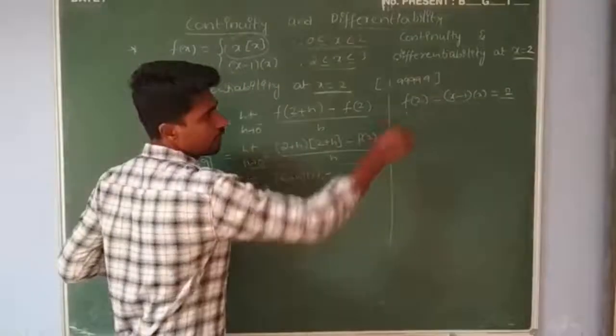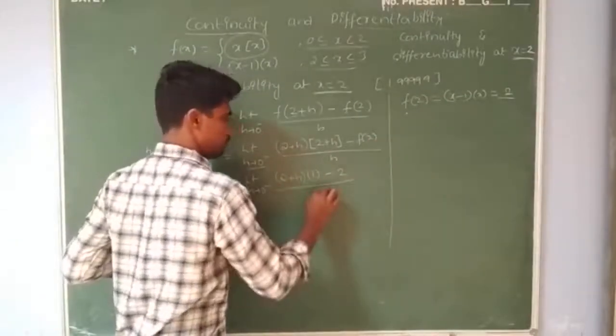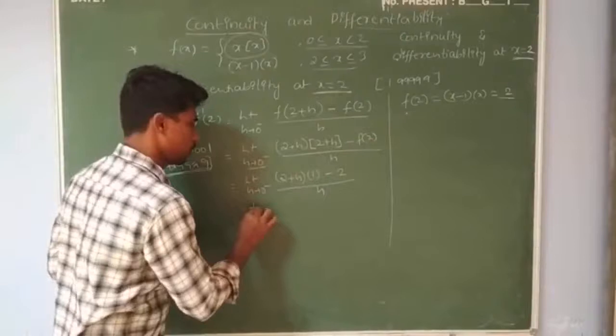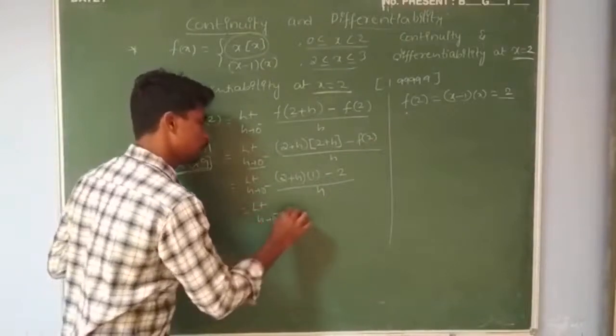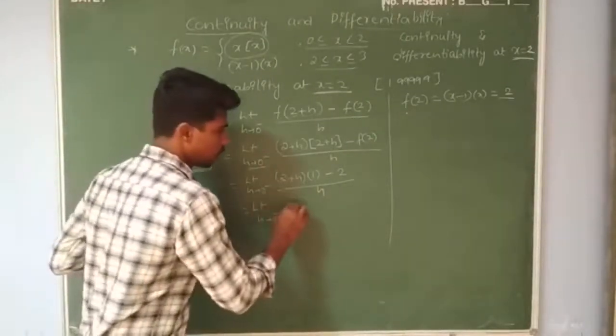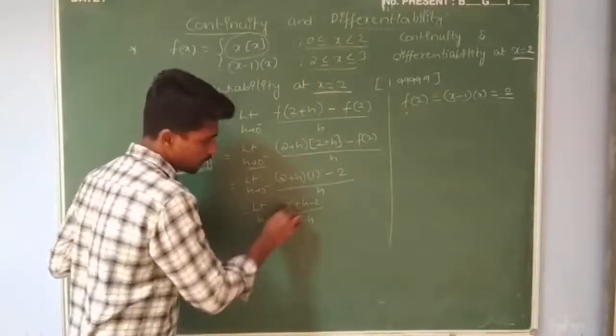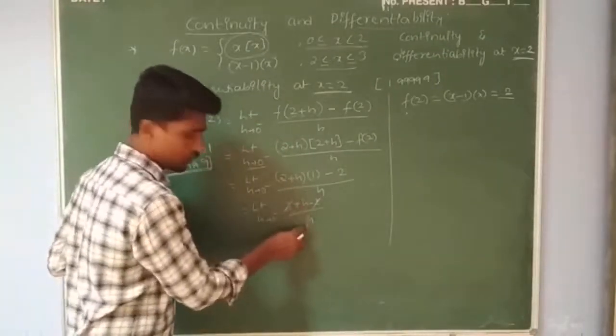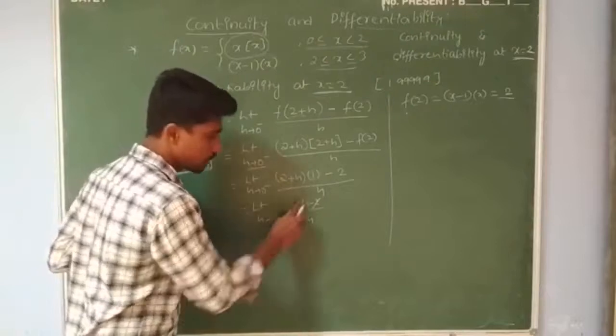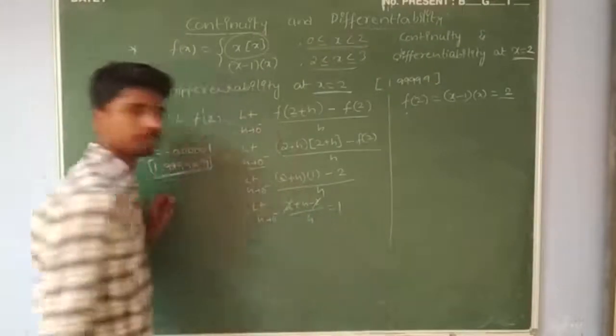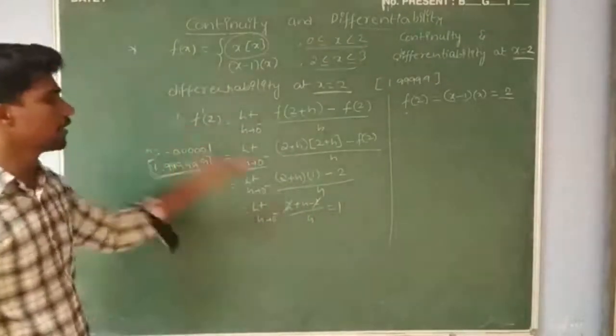What is the value of f of 2? 2 by h. Now what is the limit h tending to 0 minus of 2 plus h into 1, 2 plus h minus 2 by h. The 2 minus 2 cancel, h by h is 1. So the limit h tending to 0 minus, h by h is 1. So I got the left derivative as 1.